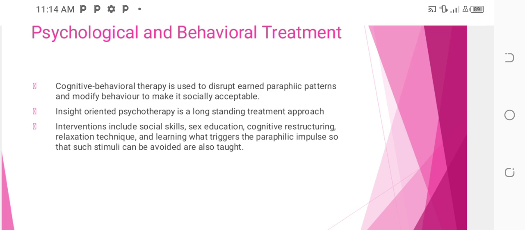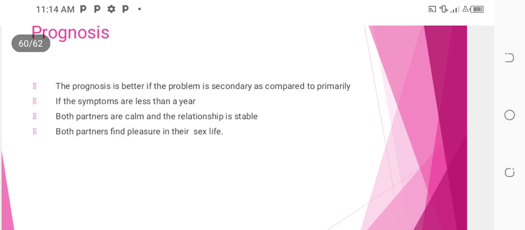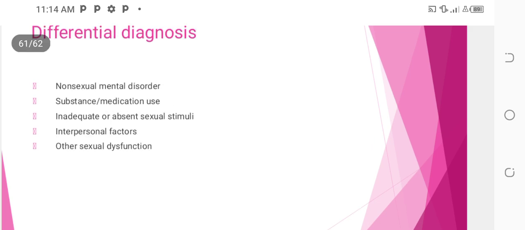The prognosis is better if the problem is secondary as compared to primary, if the symptoms are less than a year, and if both partners are calm and the relationship is stable. As a result, both partners find pleasure in their sex life. The differential diagnosis includes non-sexual mental disorder, substance or medical use, inadequate or absent sexual stimuli, interpersonal factors, as well as other sexual dysfunction.